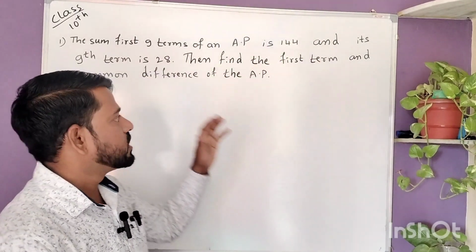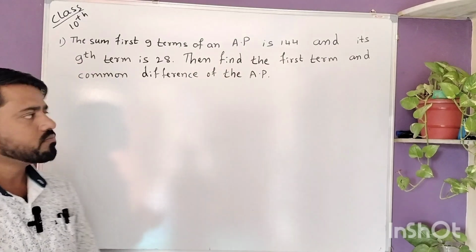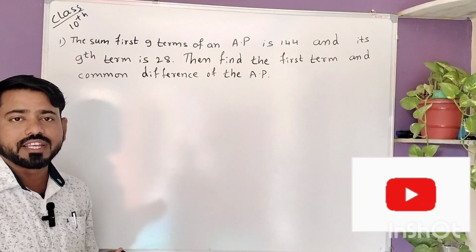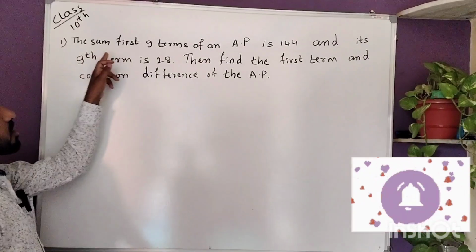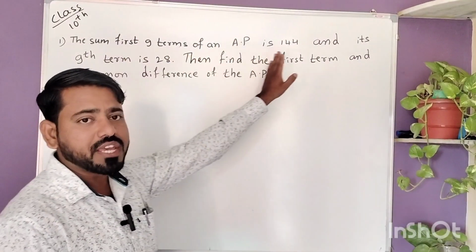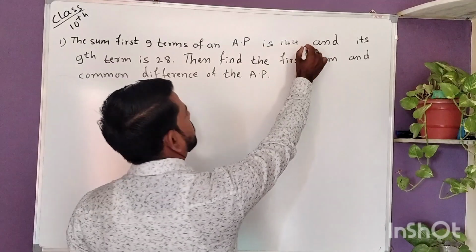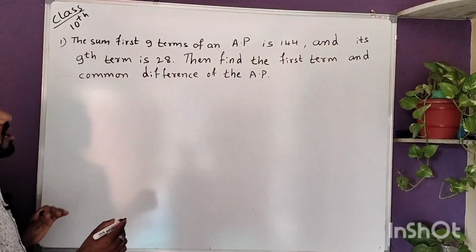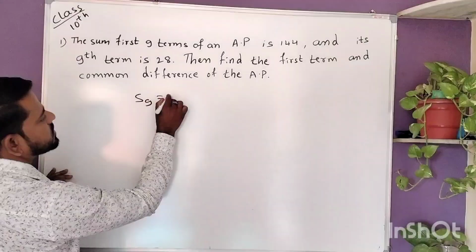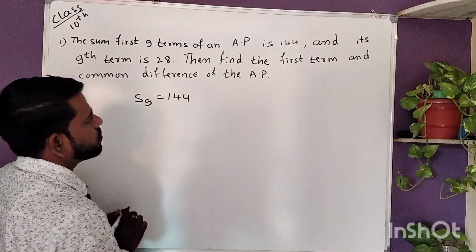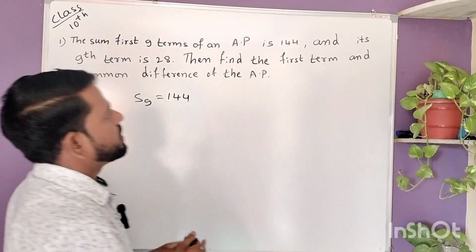Okay, let's start solving this problem. So here, what is given? First, we read the question clearly. The sum of first 9 terms of an AP is... So this is the first part. Here they give the sum of first 9 terms, that is S9. S9 equal to 144. And then write the next part.